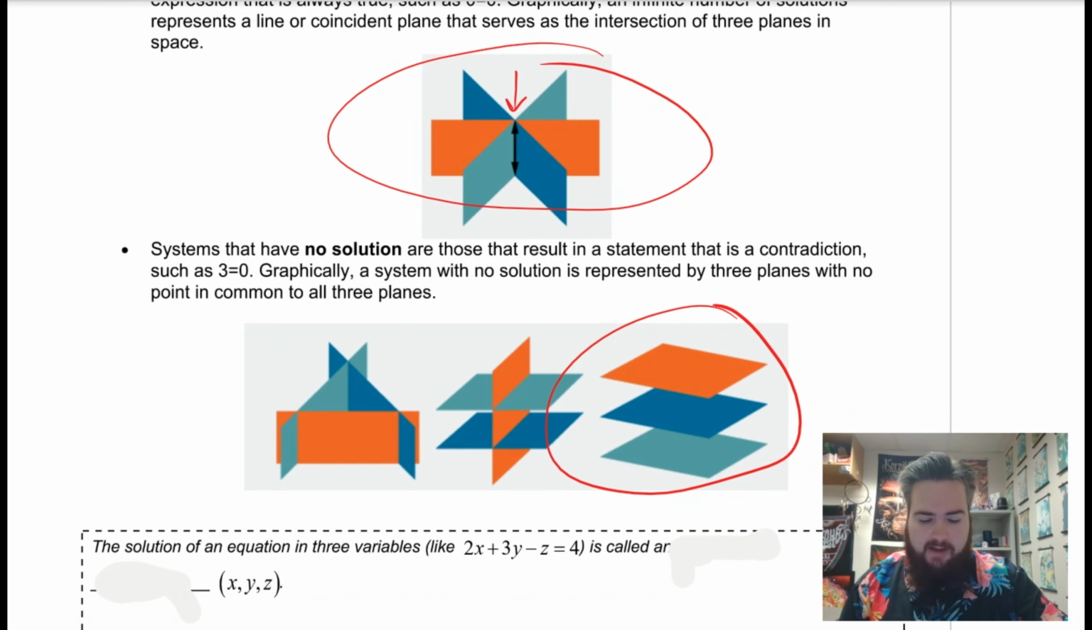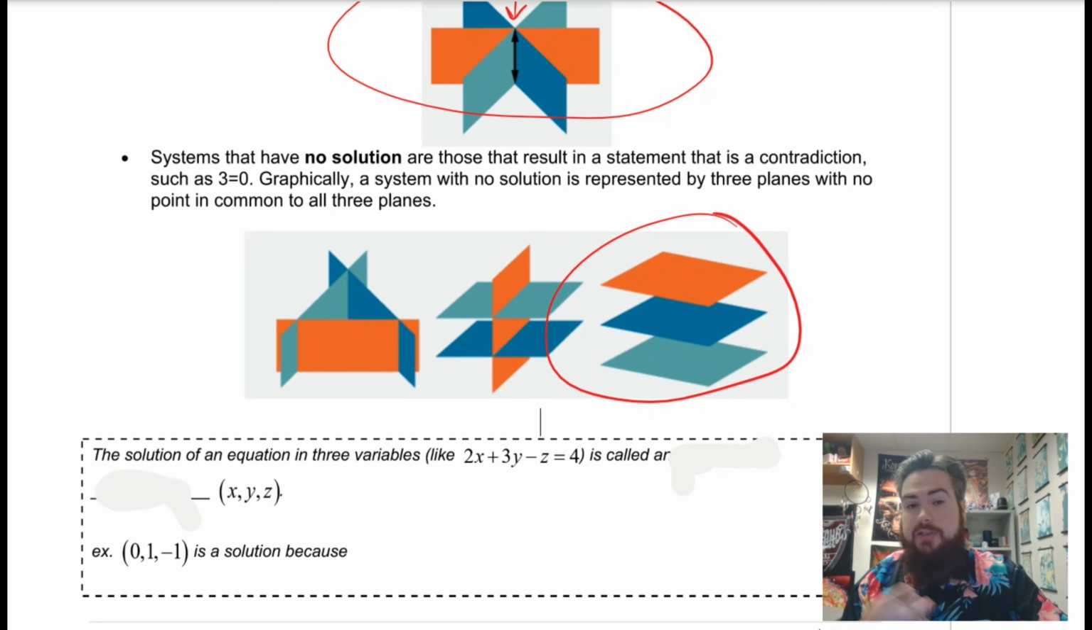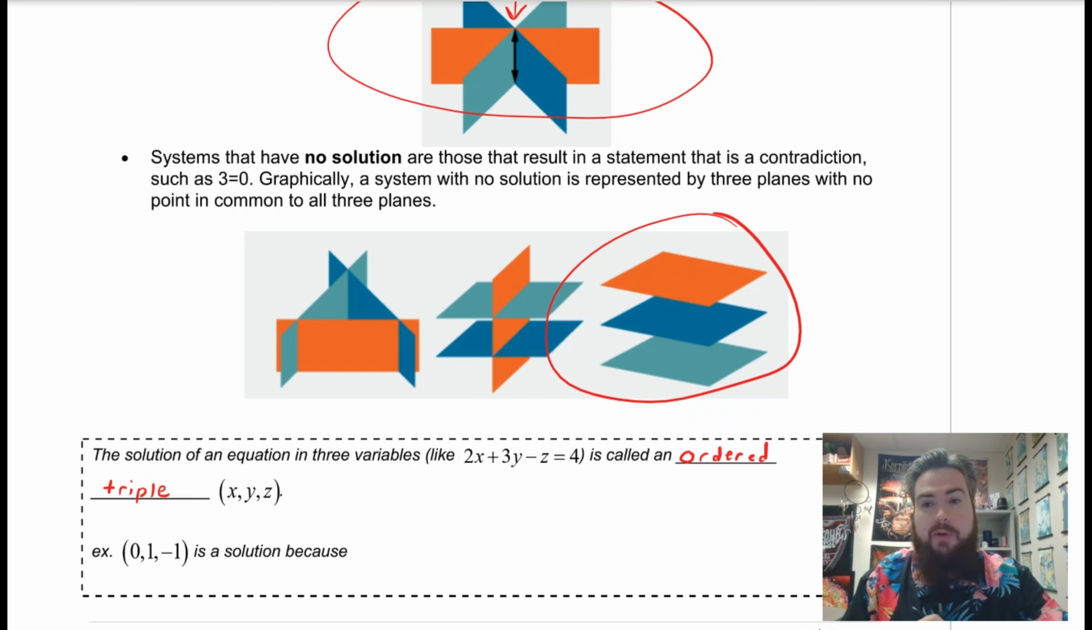If you do have a solution in 3 variables, such as for the equation 2x plus 3y minus z equals 4, we call that an ordered triple, and we write that as x, y, and z. For example, the ordered triple 0, 1, and negative 1 is a solution because we should be able to plug that into the given equation and get a true statement. We can show that here.